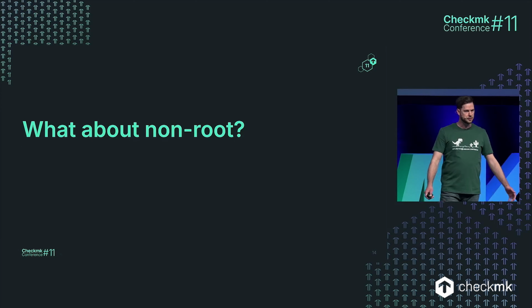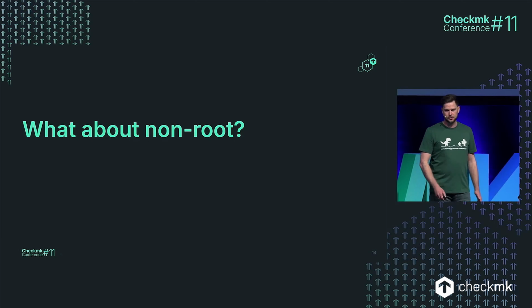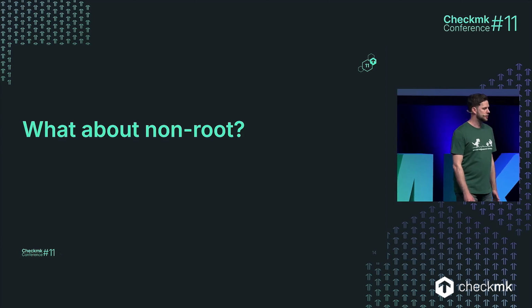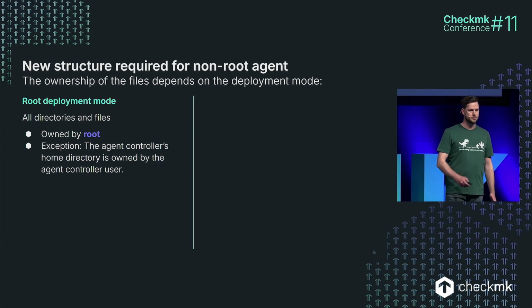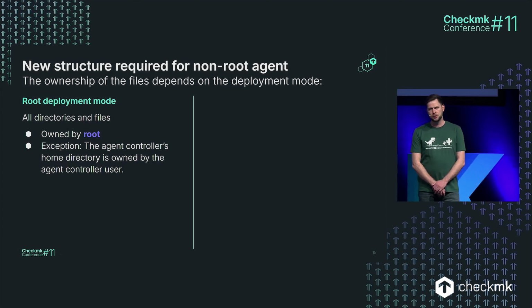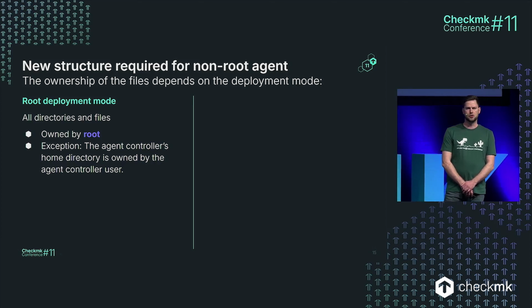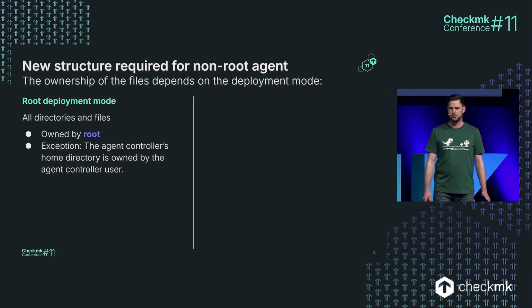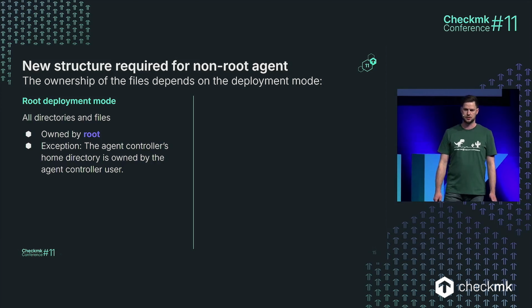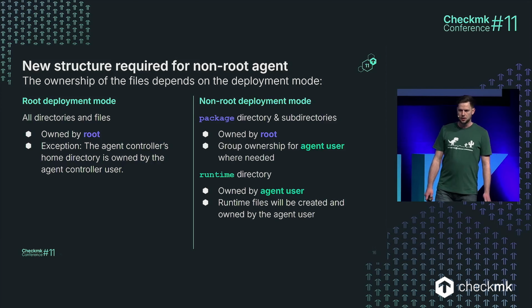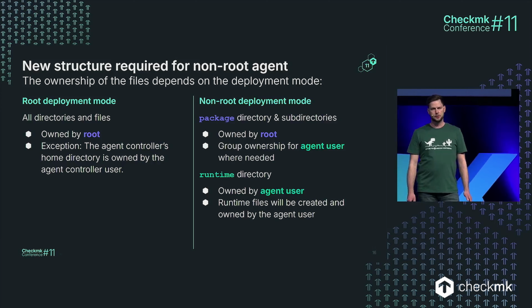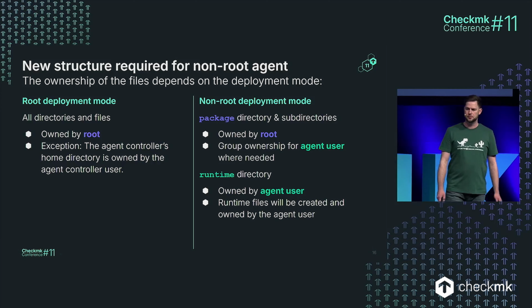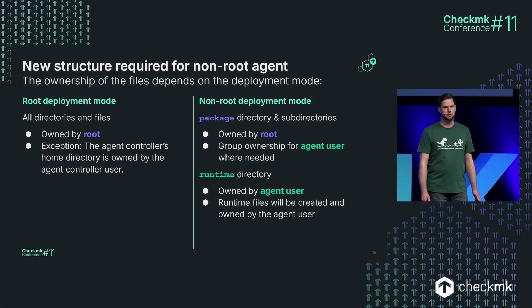Good, you might say. But how does this help to run the agent under a non-root user? In a normal root deployment, all files are owned by root, with the exception of the agent controller's home directory, which kind of was the first step towards not running everything under root. When we now decide to use a new single directory deployment, it's much easier to grant the non-root agent user the needed permissions.